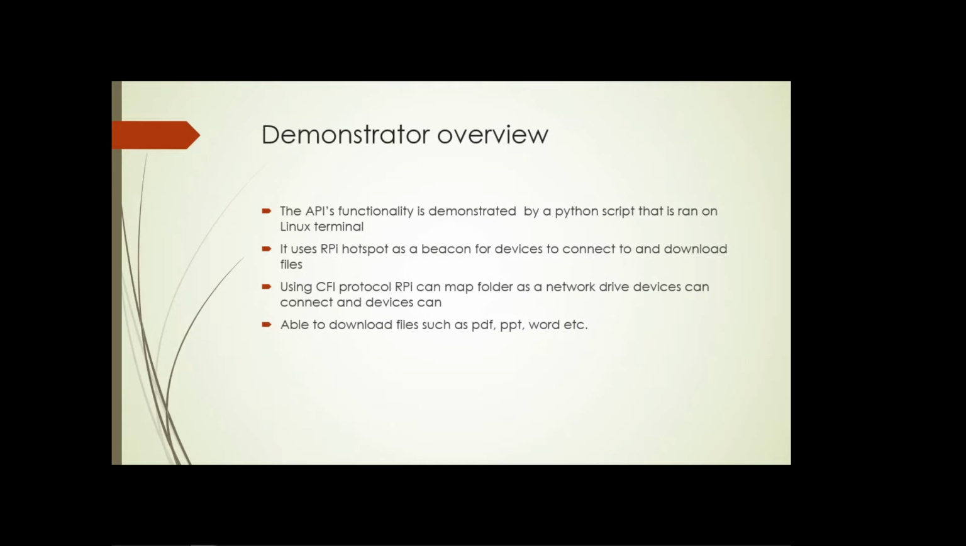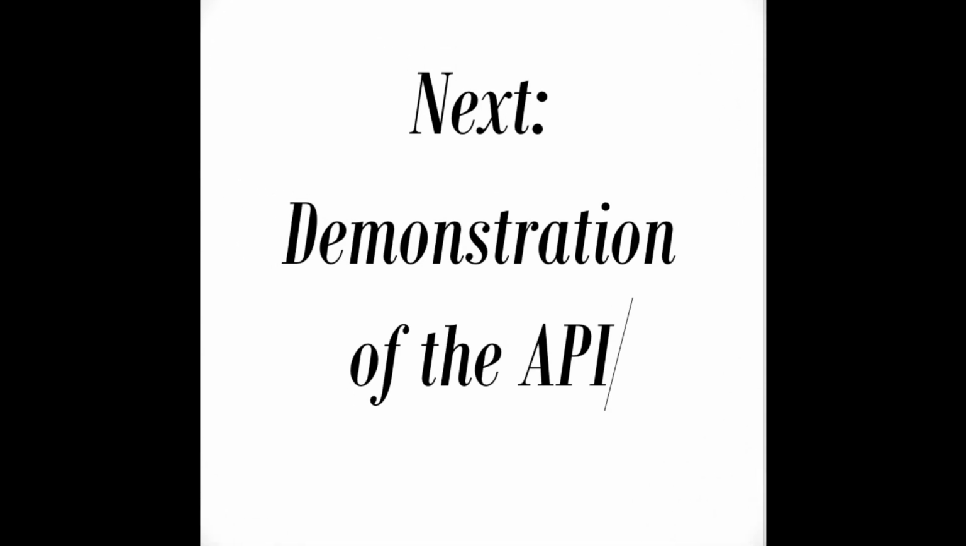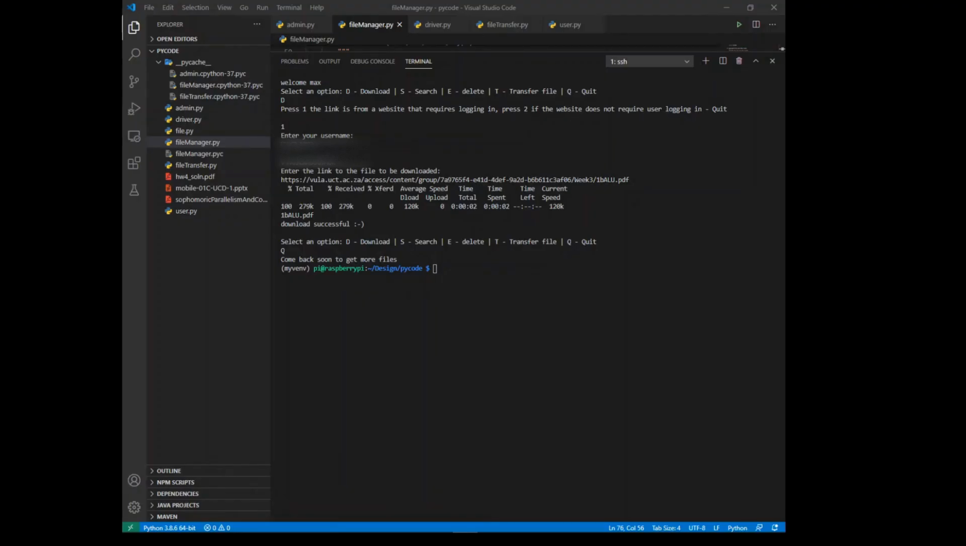The API was for the demonstrator. The demonstrator was run using a Python script on a Linux terminal on the Raspberry Pi. A Raspberry Pi hotspot was used as a beacon for devices to connect and download files. Now moving on to the demonstrator.